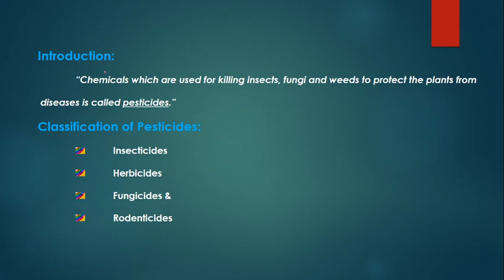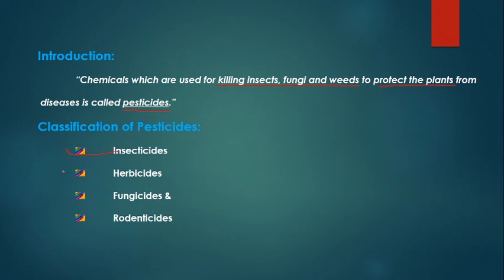Chemicals which are used for killing insects, fungi, and weeds to protect the plants from various diseases are called pesticides. What are the chemicals used for? The chemicals are used for killing insects, fungi, and weeds, for protection of the plants, and the compounds which are used are called pesticides. In classification, pesticides are classified into four different classes.